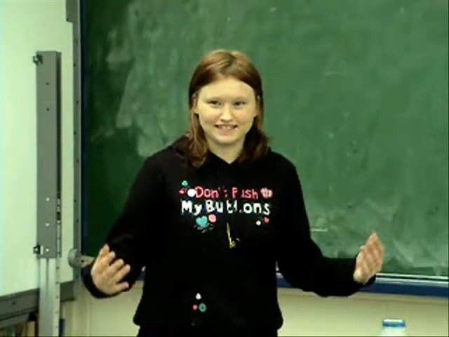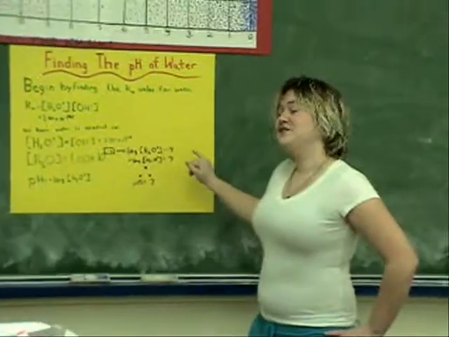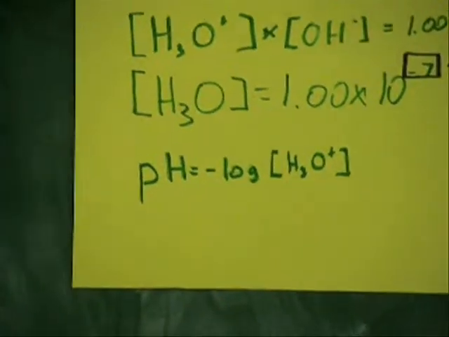The pH scale is the measure of hydronium ion concentration in a solution. You take the negative log of the concentration. So the pH is 7.